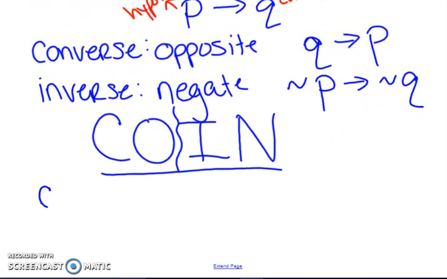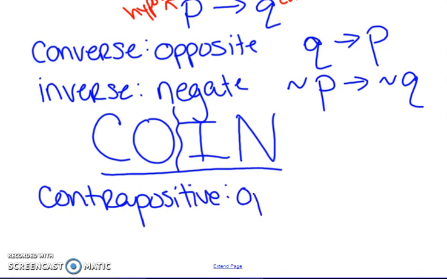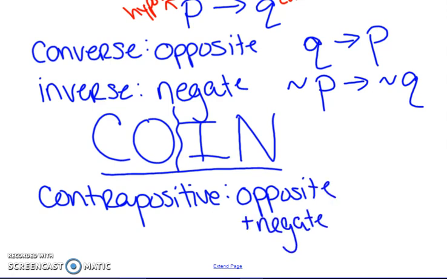We also want to talk about the contrapositive. And with the contrapositive, you are doing the opposite and you are negating it. So we're going to do the opposite. We're going to put Q first and then P, and we're going to make them both negative. So negative Q and negative P.